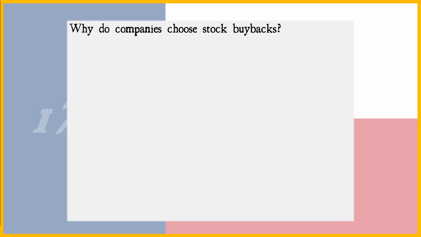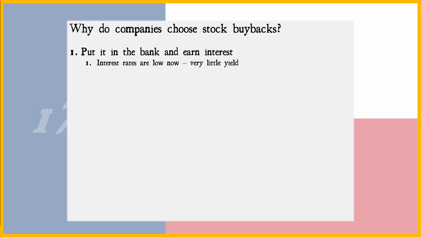So, why do companies choose stock buybacks? Well, the simple fact of the matter is it's really the best option of the four. Let's take a look at them. Number one, you could put it in the bank and earn interest, right? Well, interest rates are real low. So your return on capital is very low there. You're going to get very little yield back.